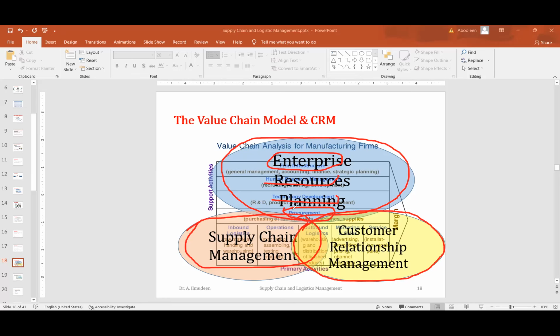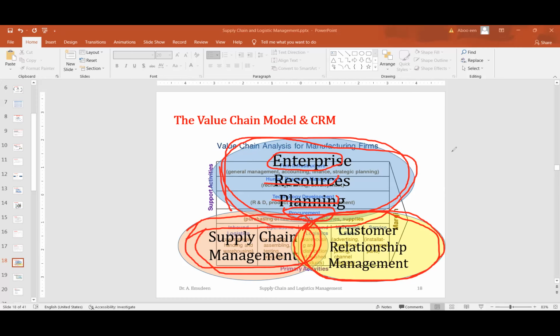So what we can do is classify or categorize the entire value chain model into three systems. The first one is the supply chain management system from the primary activities, and the customer relationship system, the same primary activities, and from the supportive activities of this value chain model, enterprise resource planning. So these are the major three types of systems which are supporting a large scale business organization or an enterprise.